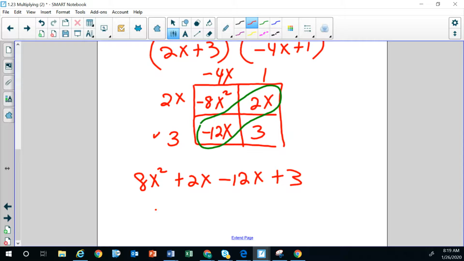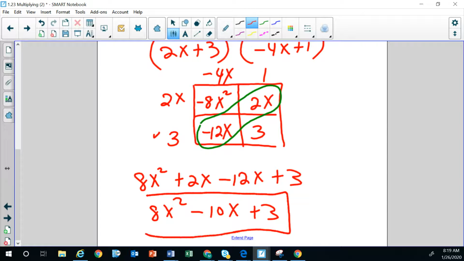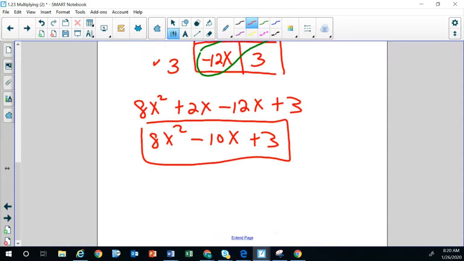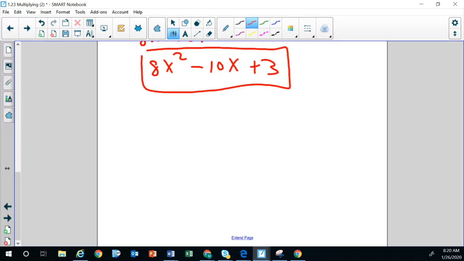So that gives me 8x squared minus 10x plus 3. All right? So that's my final answer right there. All right, I'm going to do one more, all right, on multiplying binomials. Let me extend my page again.